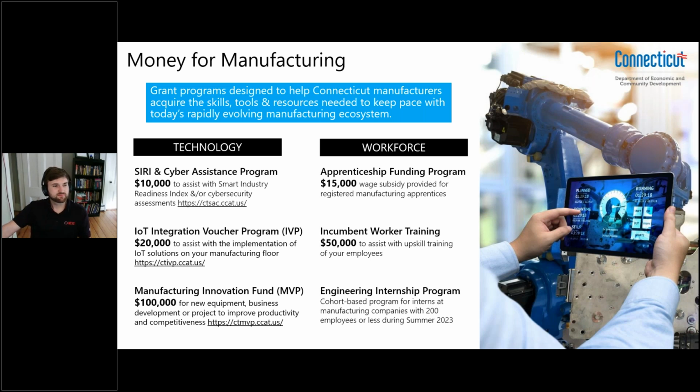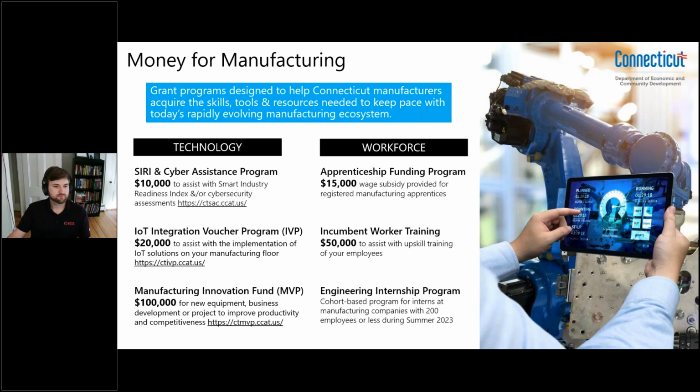So it's $10,000, that should go pretty far. We've also got an Internet of Things integration voucher program. So that's a one-to-one match. So this is $20,000. So if you spend $40,000, the grant would match you one-to-one. So it'd be 20,000 of the grant, 20,000 is you. So it's for Internet of Things solutions, and this would seem to be an example of that. So I would encourage you to apply for that grant.